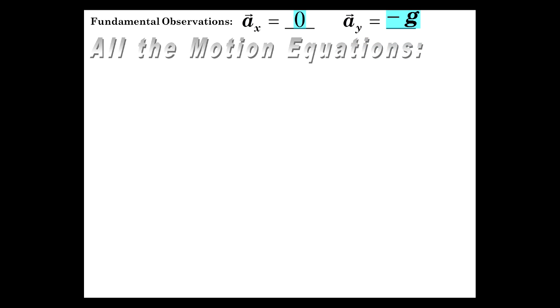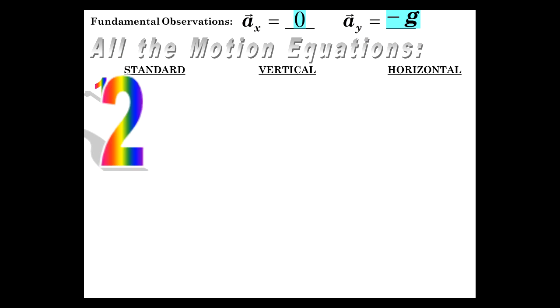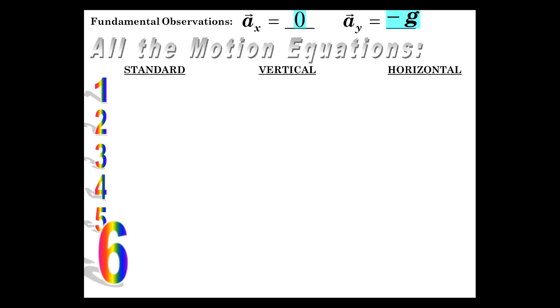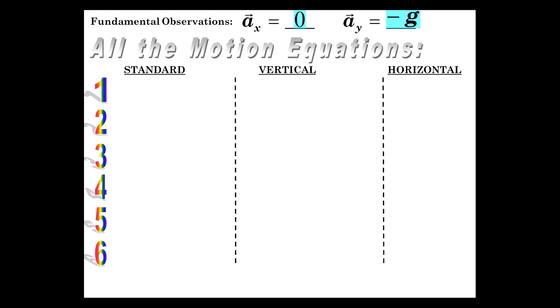Acceleration in the y direction is negative g. What I mean by that is the value of the acceleration is g. We know it's 9.8 meters per second squared, and yet it's in the downward direction, so I'm going to call that negative. So it's negative 9.8 at the surface of the Earth. So that's how that looks.